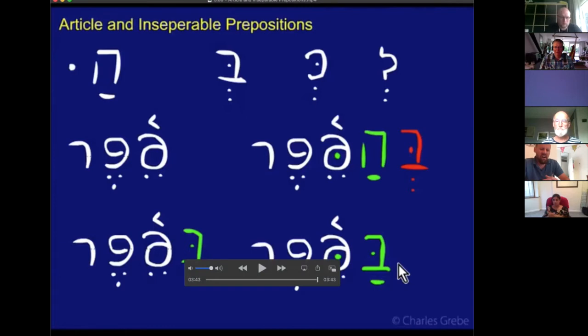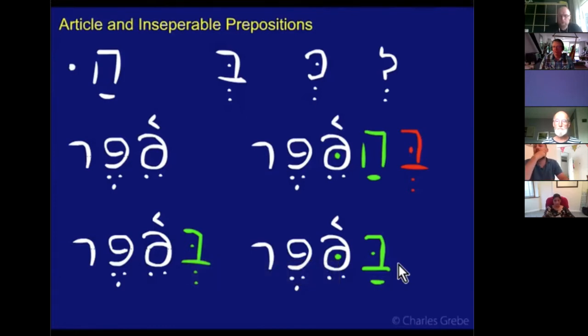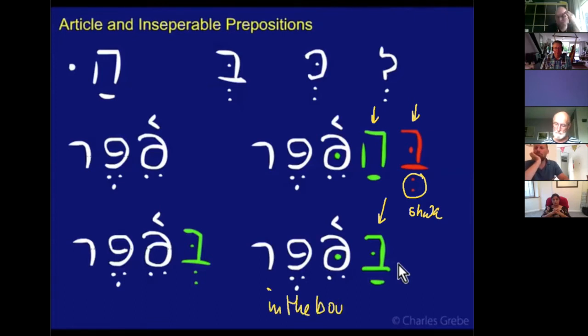What happens is that, I hope you can see this, the inseparable preposition and the article are combined into one word, where the vowel here, the shava, disappears and the petach stays. That's all there is. So the difference between bashefer and bushefer is that this is in the book, and this is in a book.